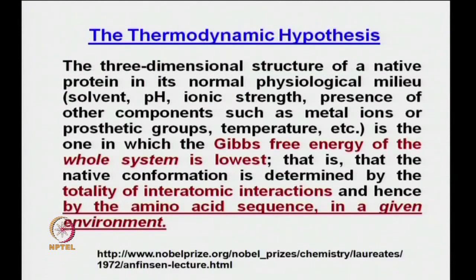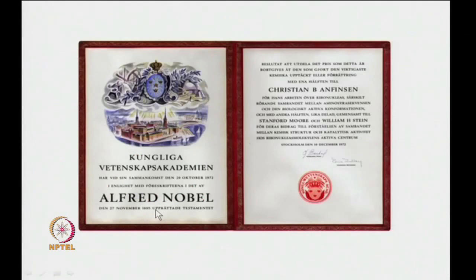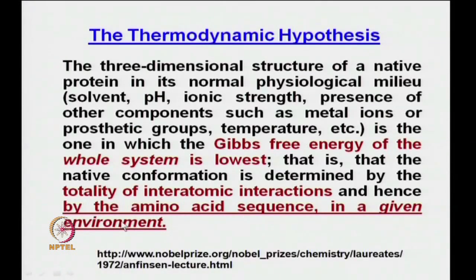What message does it deliver? This is what the thermodynamic hypothesis says. So, this is essentially the last slide. The 3-dimensional structure of a native protein in its normal physiological milieu, that is solvent, pH, ionic strength, presence of other components such as metal ions or prosthetic groups, temperature, etc., its normal physiological environment, is the one in which the Gibbs free energy of the whole system is the lowest, right. That is the most stable. That is, the native conformation is determined by the totality of interatomic interactions and hence by the amino acid sequence in a given environment.